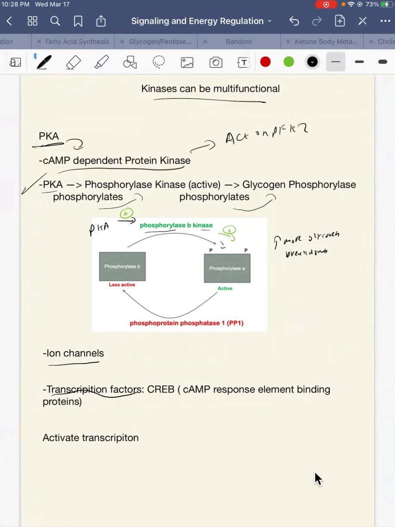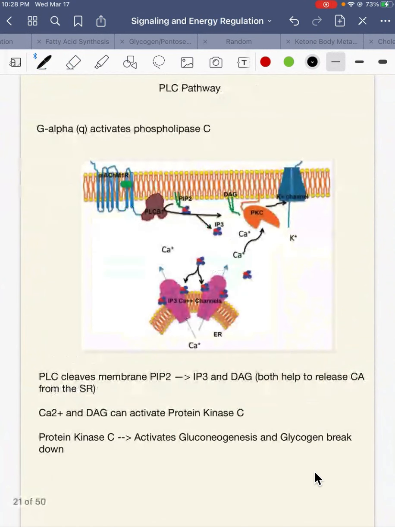Okay, PKA can activate ion channels as well, and it can also act on transcription factors. So you have the cyclic AMP response element. It can also activate transcription. We'll mainly talk about phosphorylase kinase and cyclic AMP dependent protein kinase. Okay. So that was G alpha S.